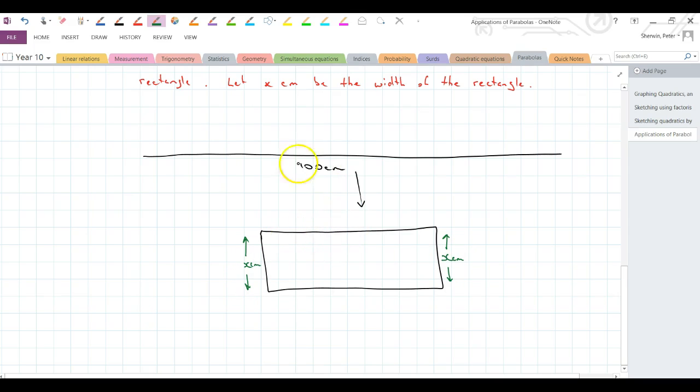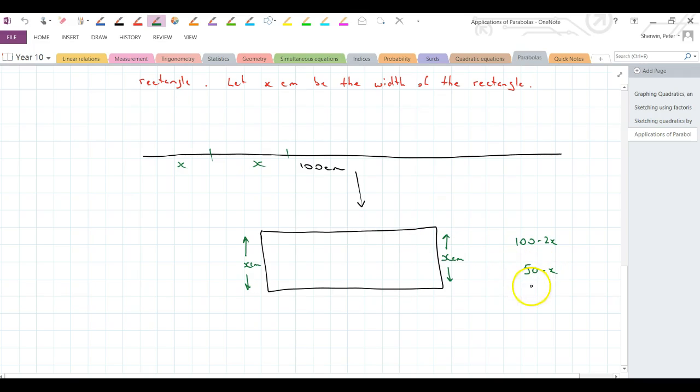So if I started with 100, let's go back up to here, and let's say we chopped off x here for the width. So one of my widths is x, the other's x. What is left here? How many centimeters do I have left for these two lengths? So I had 100. I've used up 2 x's. So is that 100 minus 2x? So have I got 100 minus 2x centimeters now between these two? So if I'm going to divide that by 2, is that 50 minus x for each one?